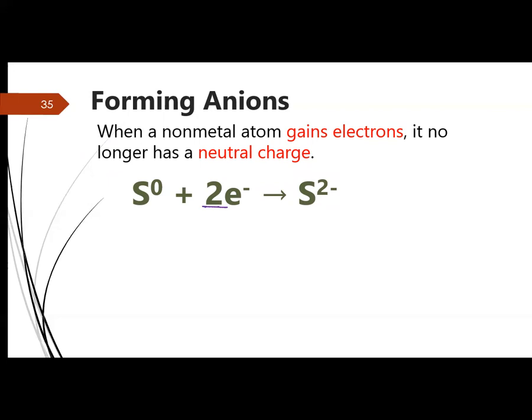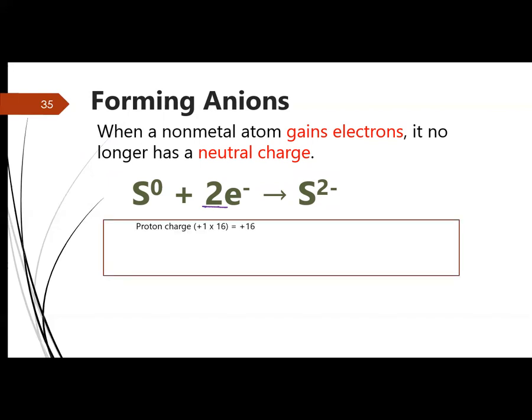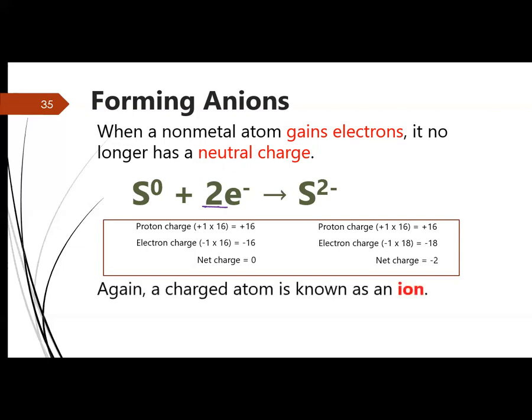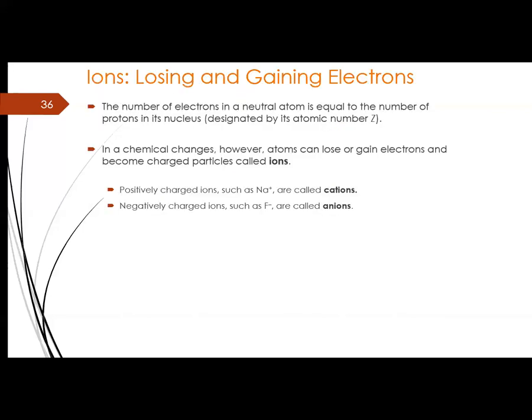And so we're going to change our charge. So instead of just having 16 electrons, like it would when it's neutral, we should now have 18 electrons, giving it an electron charge of minus 18. And so it has a net charge of minus 2. So once again, it's still an ion, but specifically it is going to be referred to as an anion. So positively charged ions are called cations, negatively charged ones are called anions. And based on how many electrons you gain or lose indicates your charge.